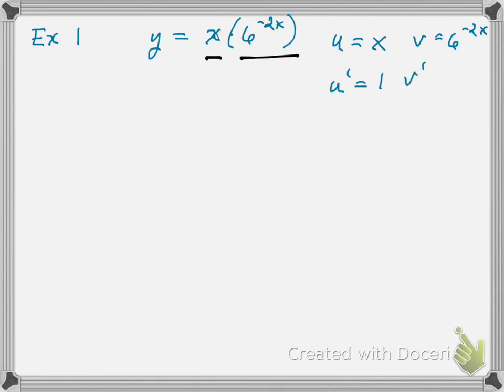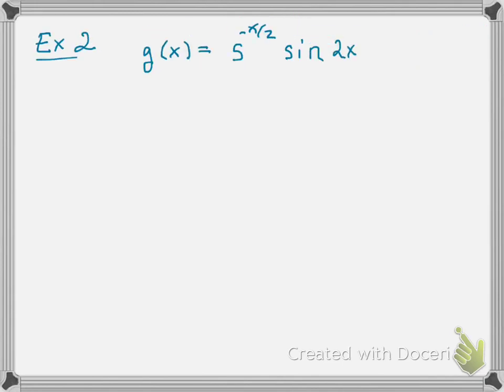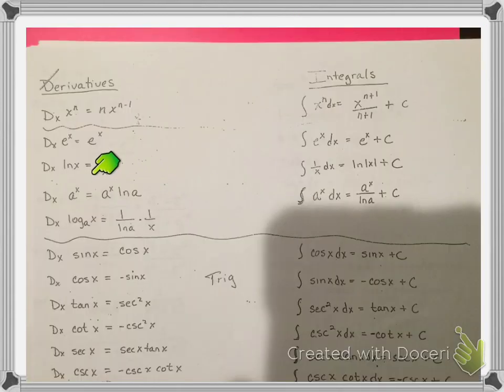And v prime, this is a new derivative for us here. I have a base of 6 and a power of negative 2x. So this is going to require the chain rule because this is more complicated than just an x. So let's go back and look at our formula again for an a to the x. The derivative of an a to the x is itself times ln of a. And of course if this is more complicated than just an x, I would also have to multiply times the derivative of that.